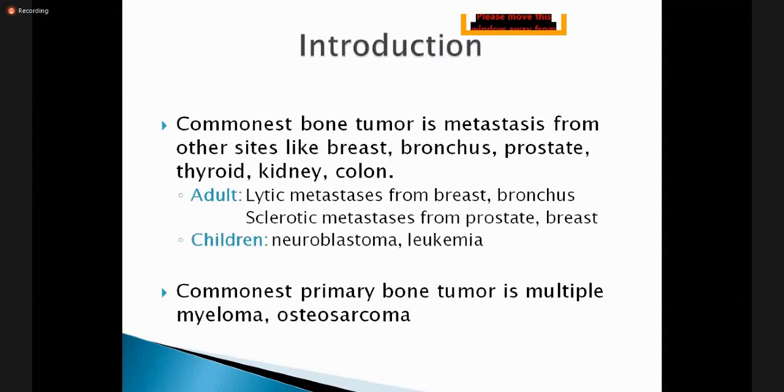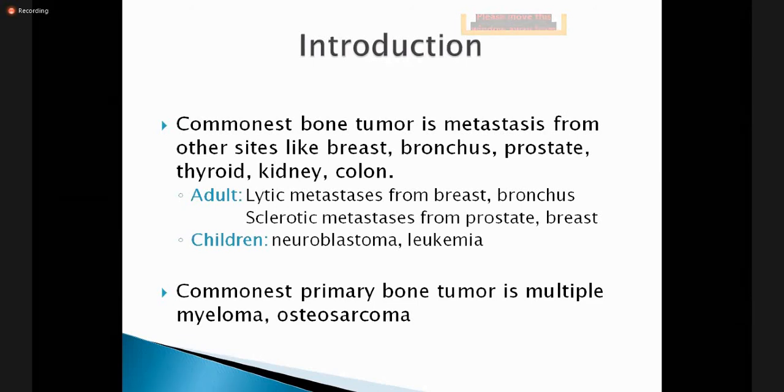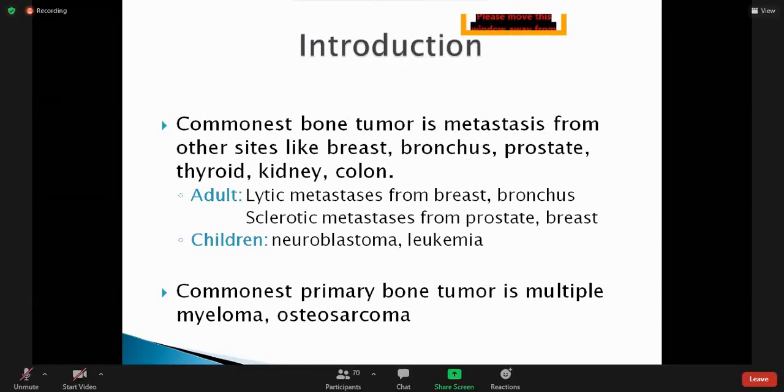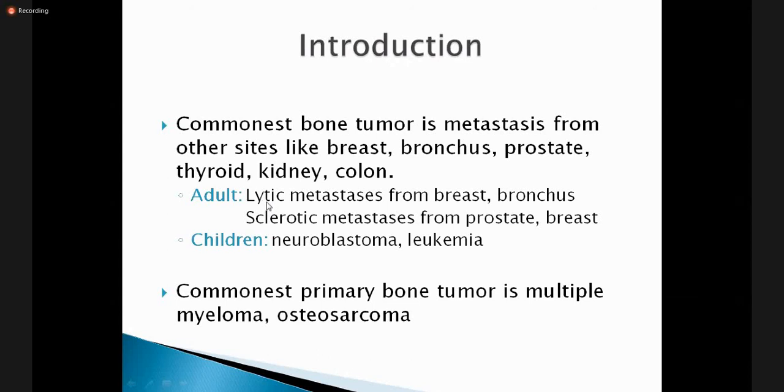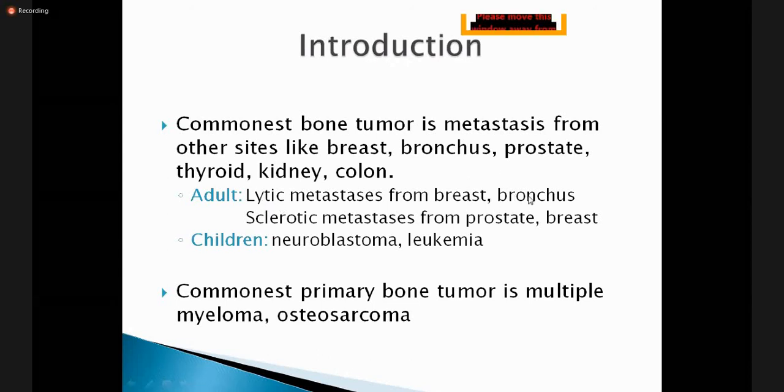The commonest bone tumor is metastasis from other sites, like breast, bronchus, prostate, thyroid, kidney, and colon. Overall, the commonest tumor is metastasis, but the commonest primary bone tumors are multiple myeloma and osteosarcoma. Multiple myeloma is in old age, osteosarcoma in young age. In adults, lytic metastasis is from the breast and the bronchus, while sclerotic metastasis is commonly from the prostate and the breast.